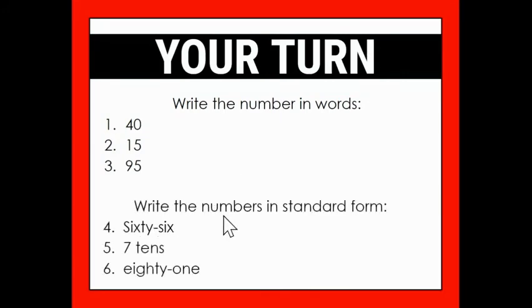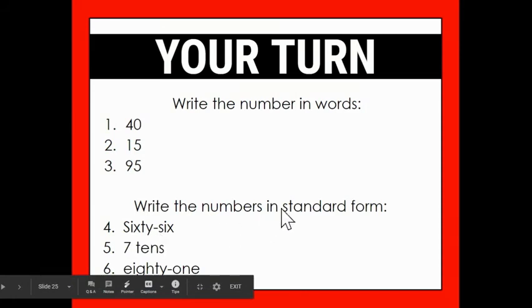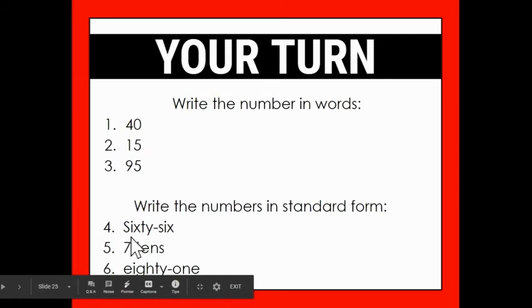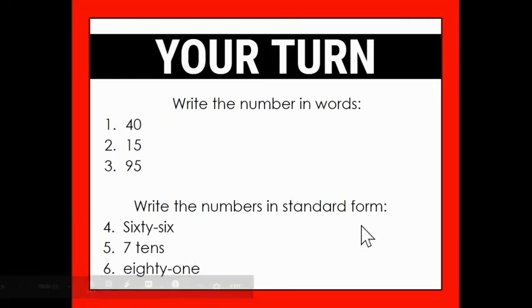So for these, I have the number written out and you're going to write it in standard form. Remember, standard form is just the number as you normally see it, so just written as digits. So for number 4, you're going to read this word and write it as a number. Then you're going to read this one and write it as a number. And last but not least, you're going to read this one and write it as a number. If you need to pause the video, go ahead and do that, and then we'll check our answers in just a minute.